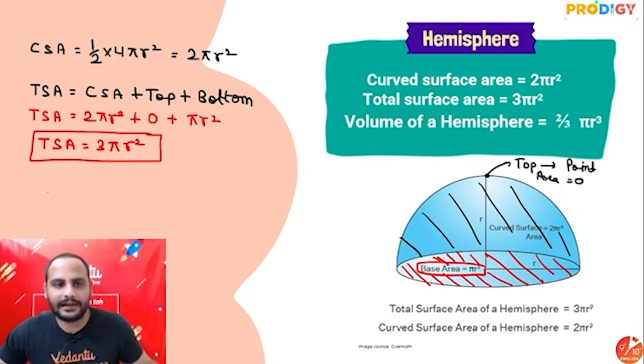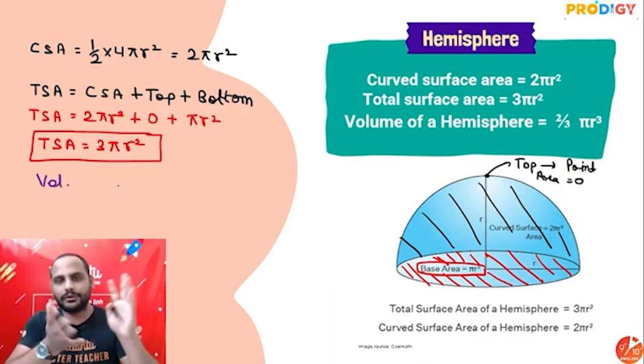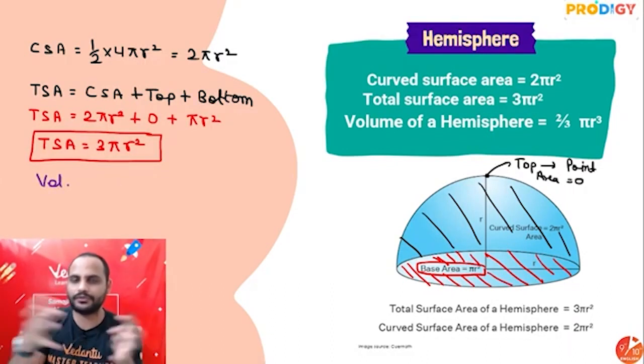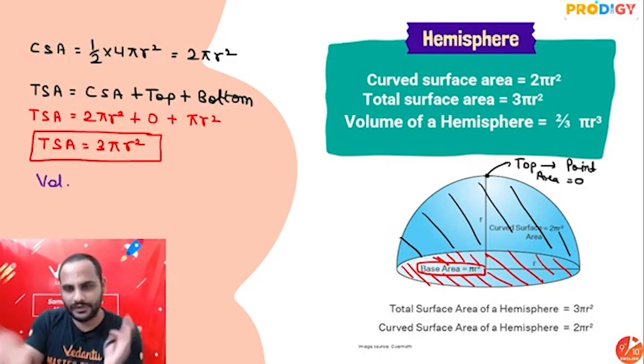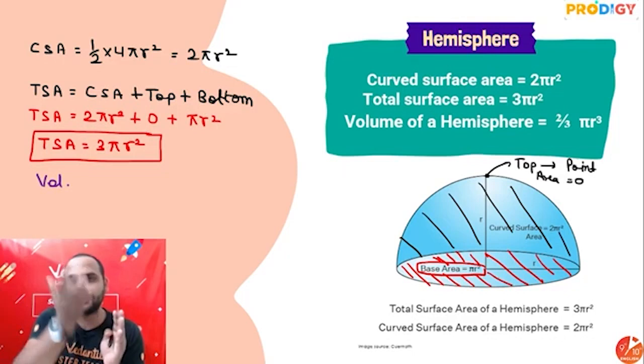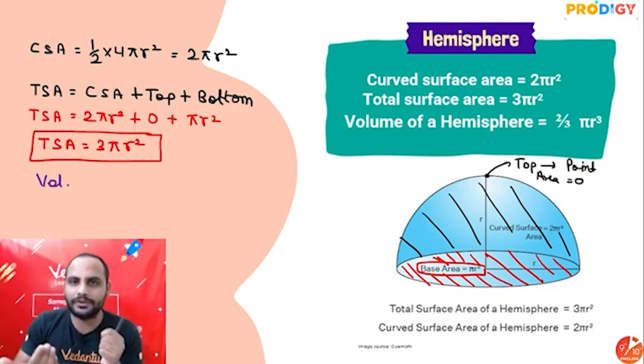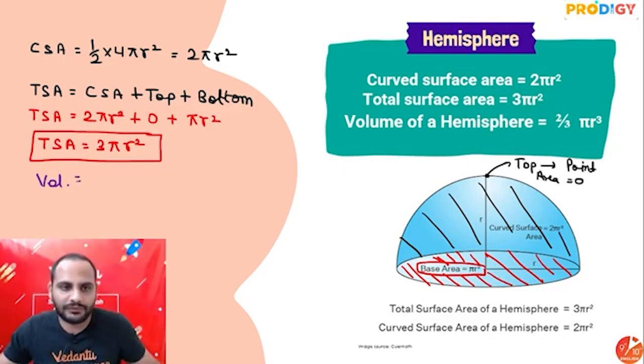Alright, and then at the end comes your volume. Volume is capacity. If I cut a sphere into equal parts, the volume is quite easy. If we join something, add the volume. If you subtract something, cut something out, subtract the volume. So if I divide a sphere into equal parts, volume also will be divided into equal parts. So volume will be half of the volume of the sphere, which will be 2 by 3 times pi r cube.